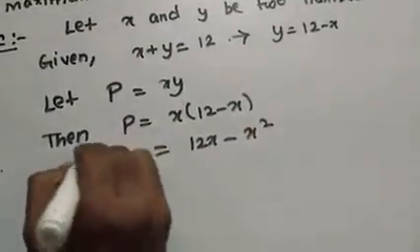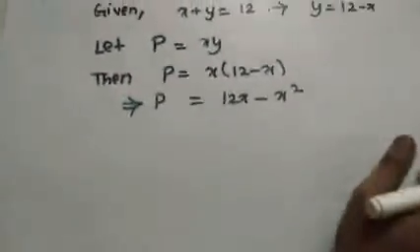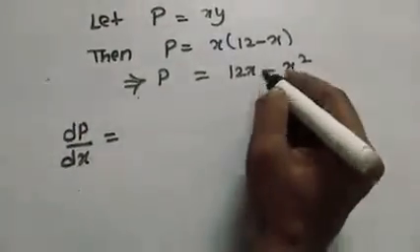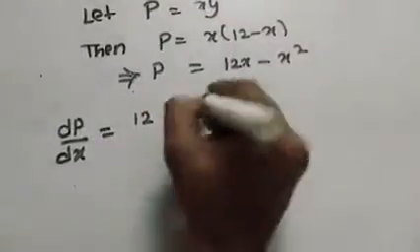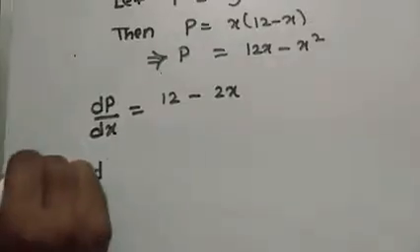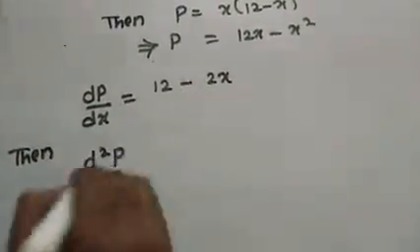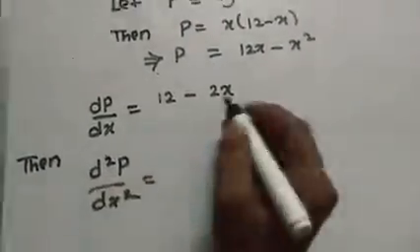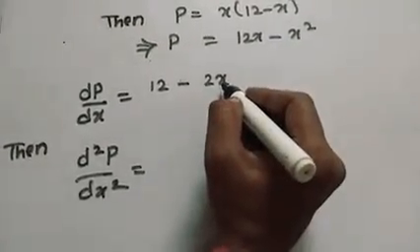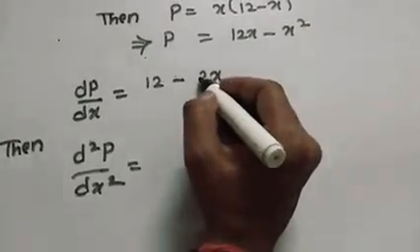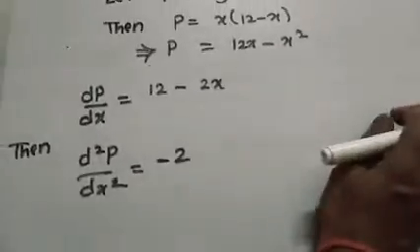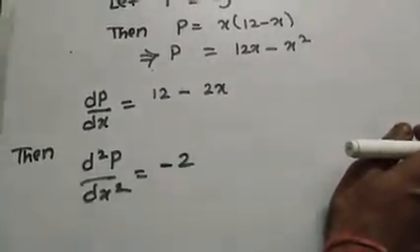This is our p. So first of all, we will find dp by dx. I will write directly. The derivative of 12x is 12, and the derivative of x square is 2x. Then d2p by dx2: the derivative of 12 is 0, the derivative of minus 2x is minus 2. So this is our second order derivative, minus 2.